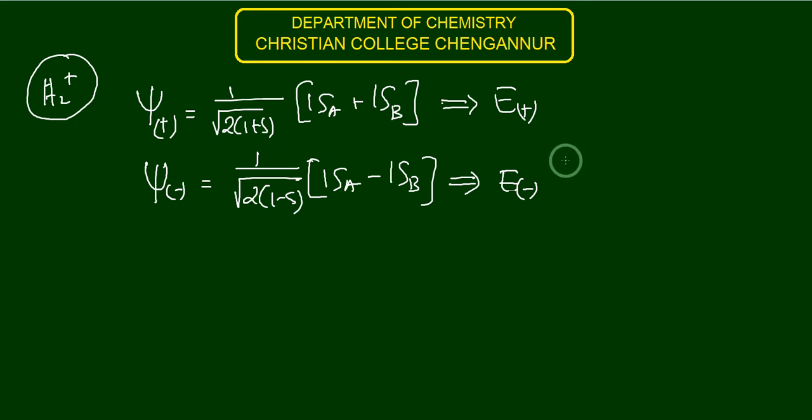It is lower, so we said that it is a stable arrangement, right? Similarly, in the case of E minus, the energy corresponding to any internuclear distance, if it is in the E minus profile, will always be greater than the energy of the atomic orbitals.